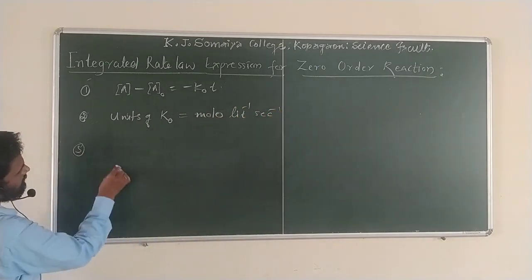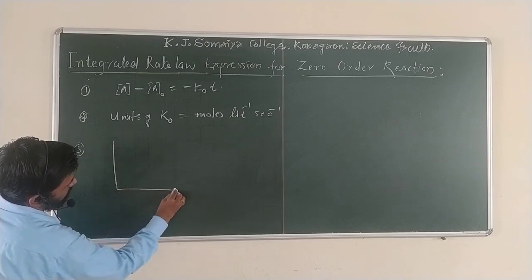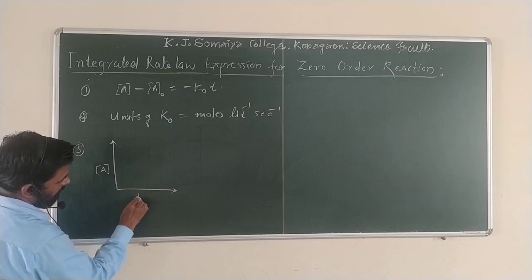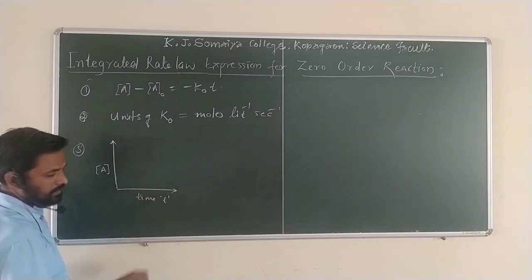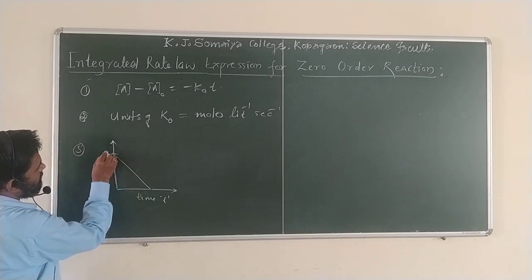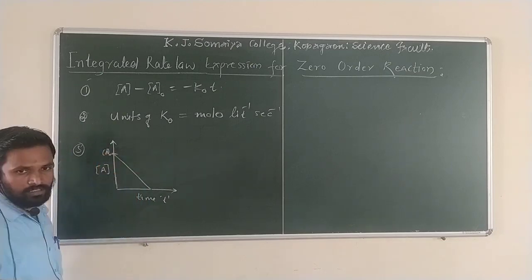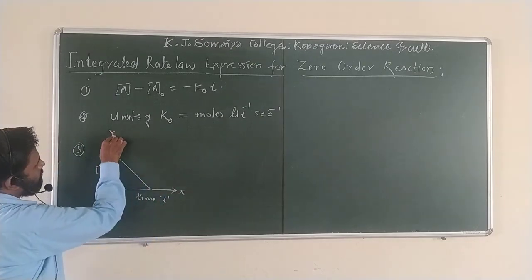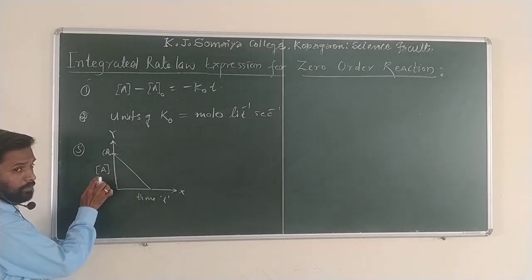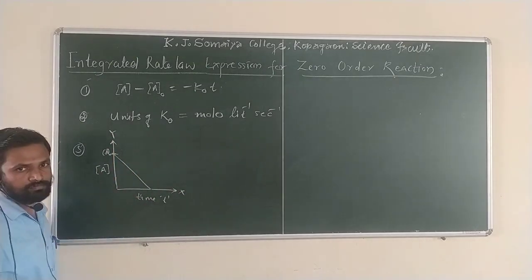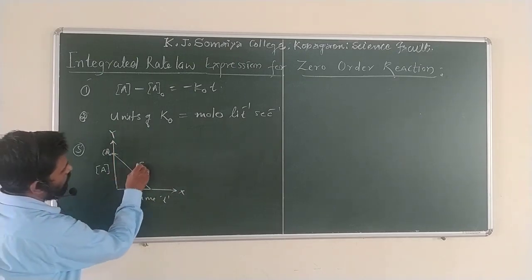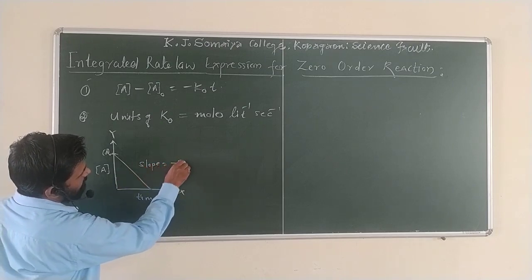Graphical representation, what we studied? Here the concentration of a, here the time t, there is a straight line equation, and this is nothing but the intercept, this is a0. Whenever we plot a graph between time and concentration of a, this is not the product, this is the concentration of a. You will get the slope, and the slope is nothing but minus k.